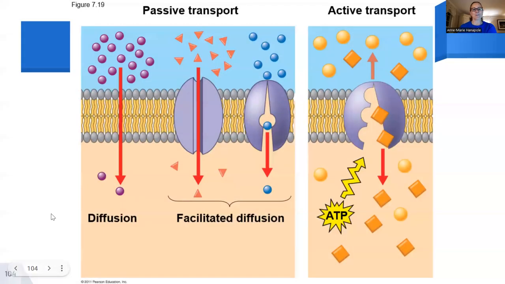Okay. All right. So again, to sum up, passive transport is diffusion and facilitated diffusion, going from high concentration to low concentration, down the concentration gradient across the membrane. Active transport requires energy because you're going against the concentration gradient. And active transport also includes bulk transport, so that requires energy as well.